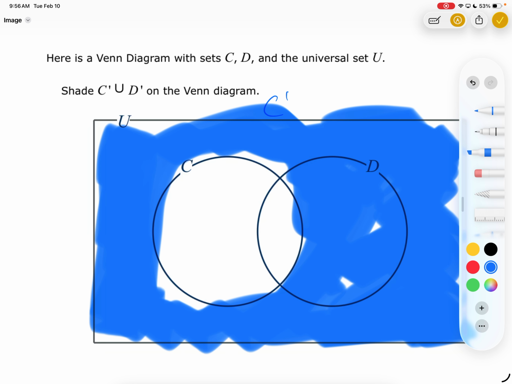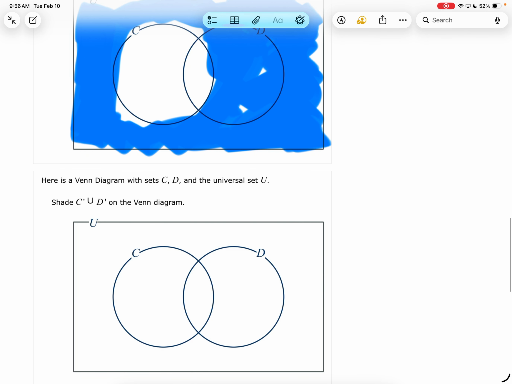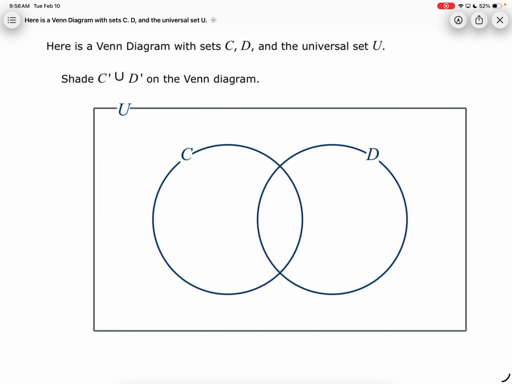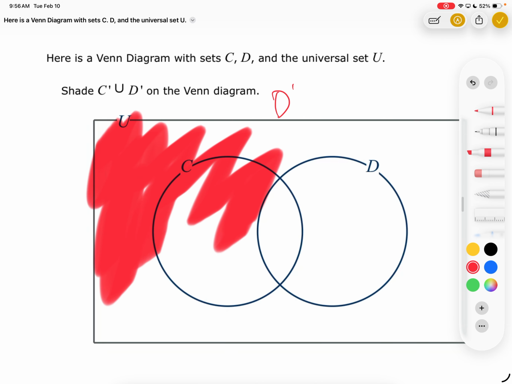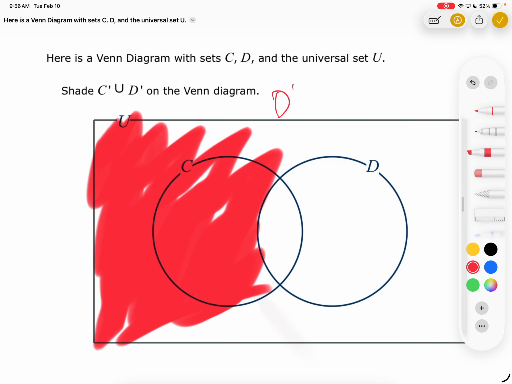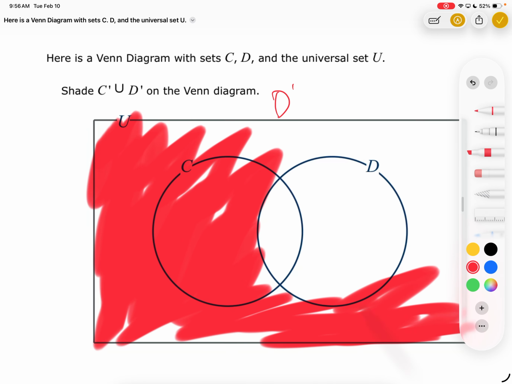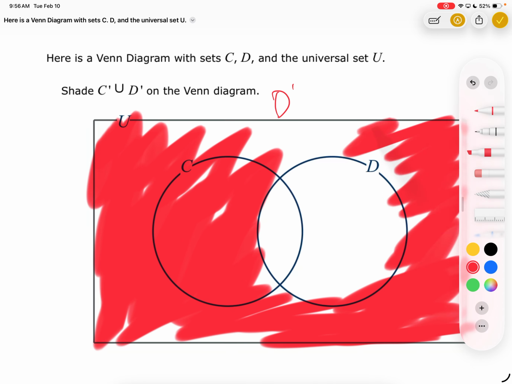Okay, so there's C naught, right? And then I could do D naught. D naught would be everything outside of D. If you're really struggling with these or anything, this is the easy way to do it. Just draw a quick sketch here.